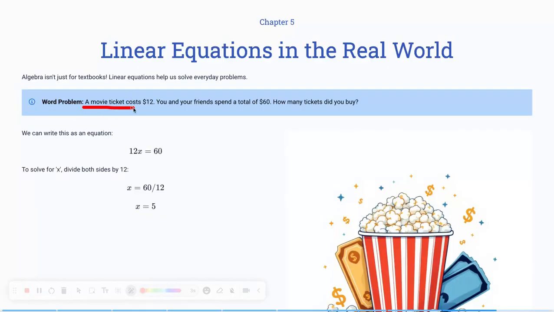A movie ticket costs 12. You and your friends spend a total of 60. How many tickets did you buy? Okay, so we know that since it's asking about tickets, that's going to be our variable. So if a movie ticket costs 12, how many tickets does your friend buy? So x is the number of tickets, and 12 is the amount of money. And you know that you and your friends spent a total of 60.